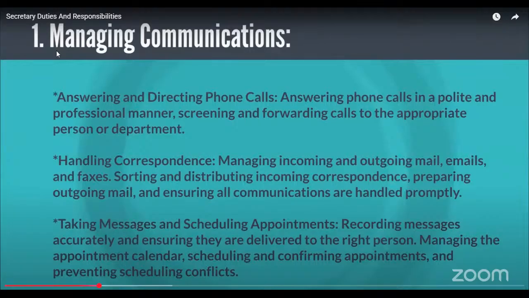Yes, sir. Okay. Somebody is on unmute. Please mute yourself. So that is how things work.